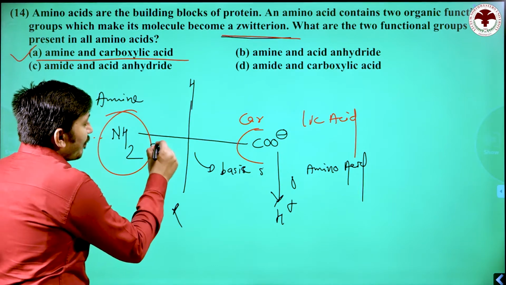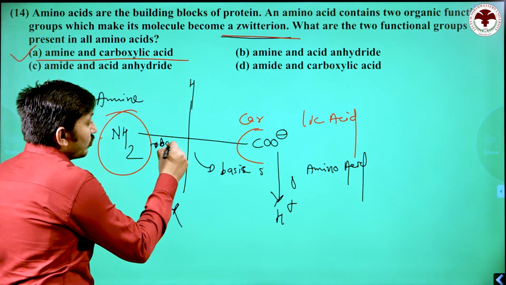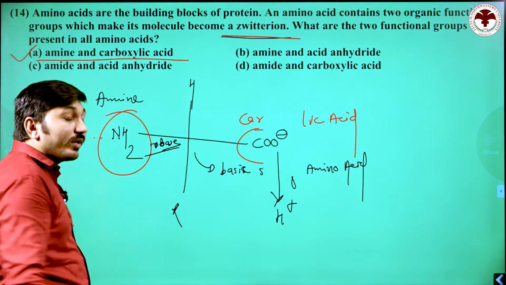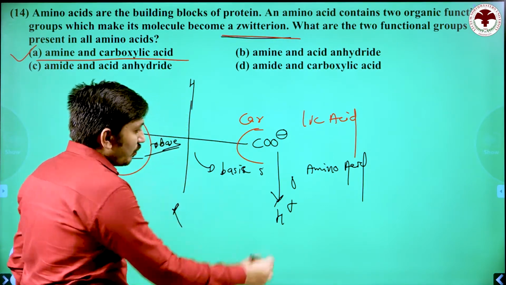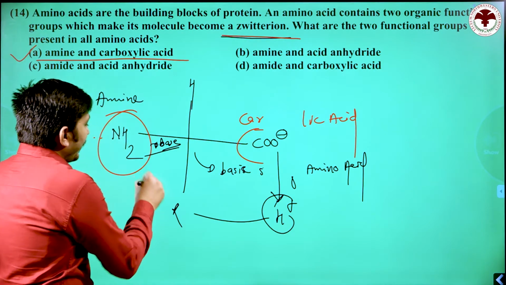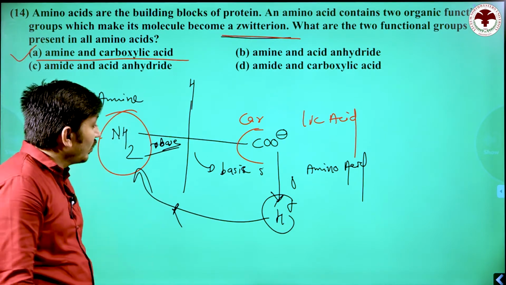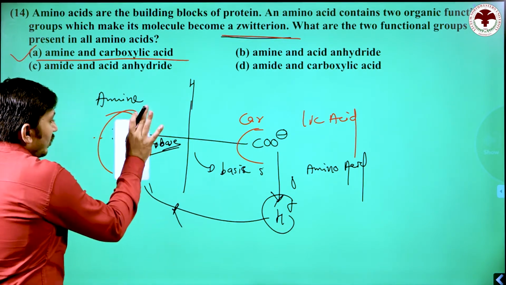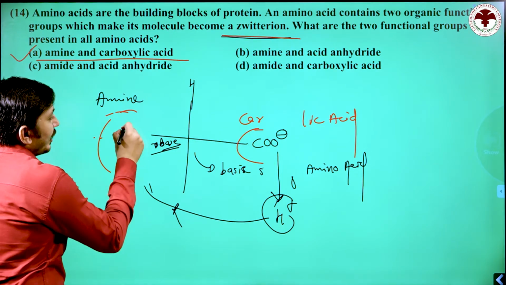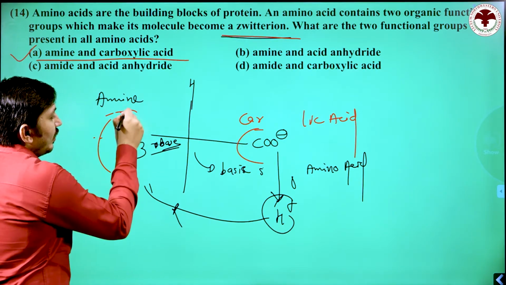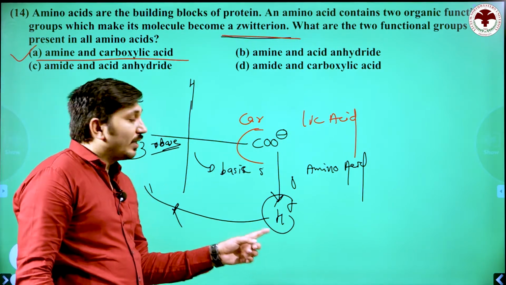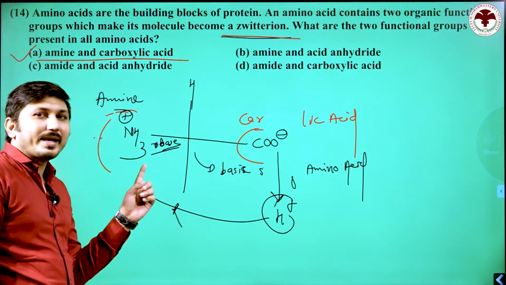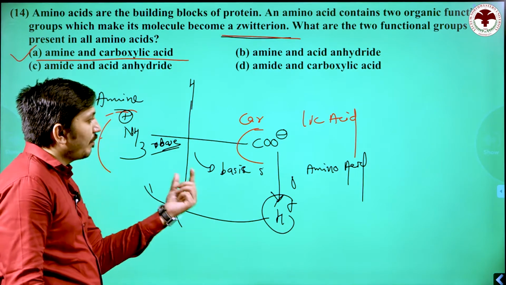And NH2 is a basic group, so it acts as a base. What is a base? You know that a base is a proton acceptor. So, this proton is accepted by this NH2 group. So, what is the result? We get NH3 plus, as the acid group donates the proton and this amine group accepts the proton. So, it is simple.